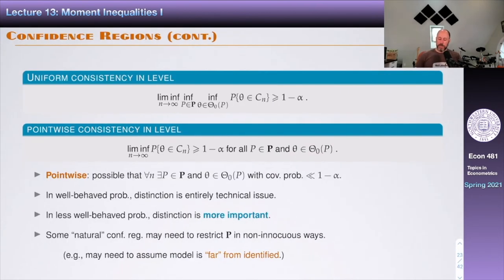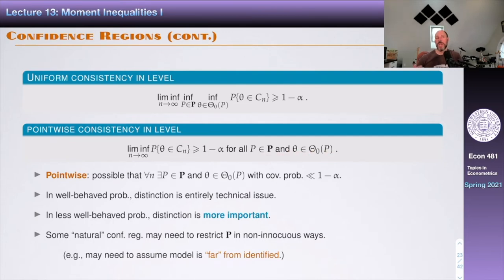So the confidence region I just described requires this property, uniform consistency in levels. Of course, we know by now that you could have said, forget about these infimums, they're complicated. Let's just ask that the limit probability that your confidence region covers theta is greater than or equal to 1 minus alpha for all p and theta in the identified set.